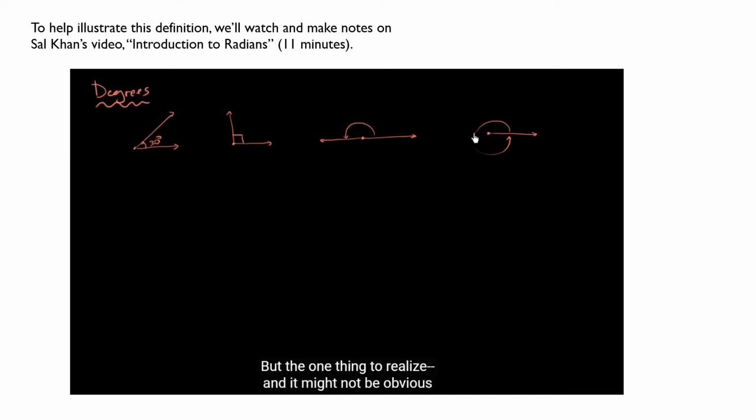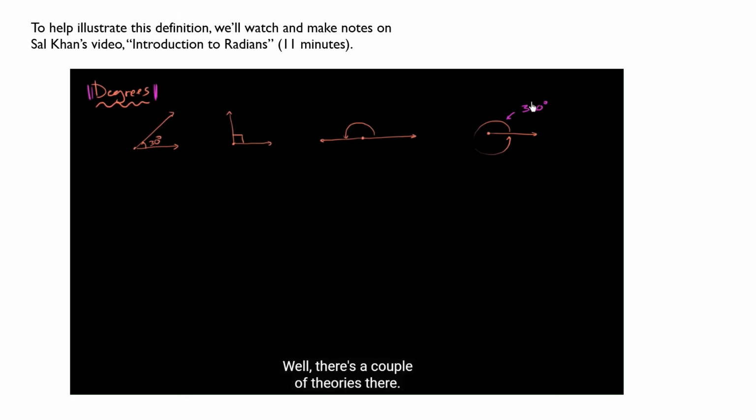But the one thing to realize, and it might not be obvious right from the get-go, is that this whole notion of degrees is a human-constructed system. This is not the only way that you can measure angles. And if you think about it, you're saying, well, why do we call a full rotation 360 degrees? There are some possible theories, and I encourage you to think about them. Why does 360 degrees show up in our culture as a full rotation?